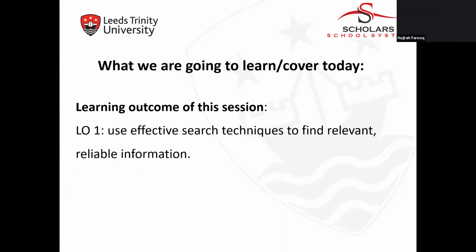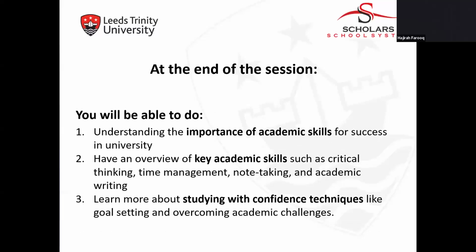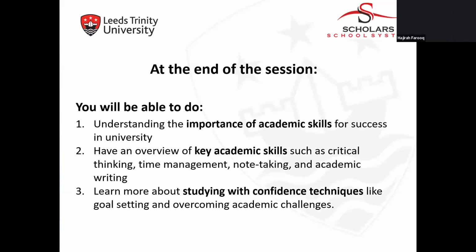So the learning outcome for the second week was also the first learning outcome, the one that we discussed in the first week, that is to use effective search techniques and to find relevant and reliable information. So at the end of this session, the students were able to understand the importance of academic skills for success in the university. They also have an overview of key academic skills such as critical thinking, time management, note-taking, and academic writing.